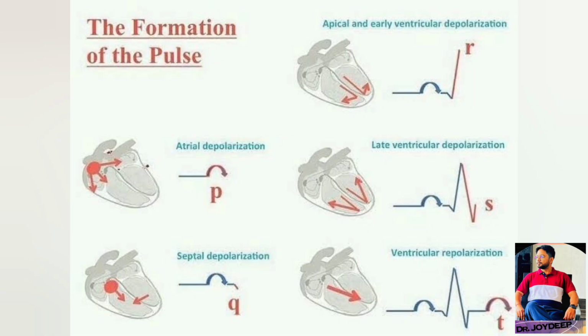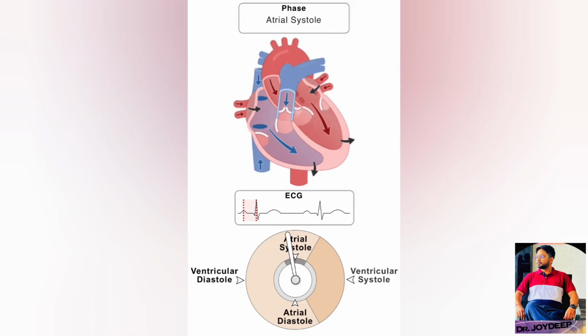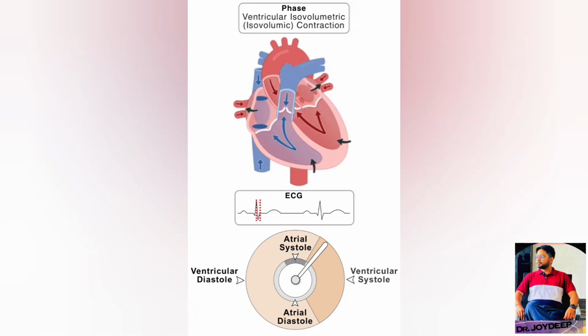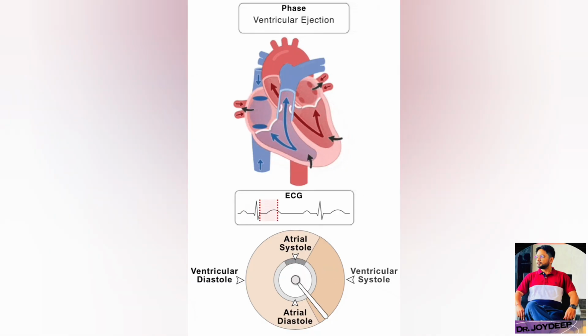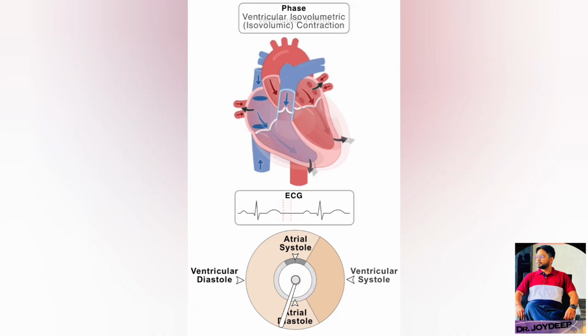R wave represents the major ventricular depolarization. S wave represents the basal part of the ventricular depolarization. ST segment represents the end of the depolarization and the start of the repolarization, and T wave represents the ventricular repolarization. Thus, it effectively represents the period of ventricular systole, from ventricular isovolumetric contraction to isovolumetric relaxation.